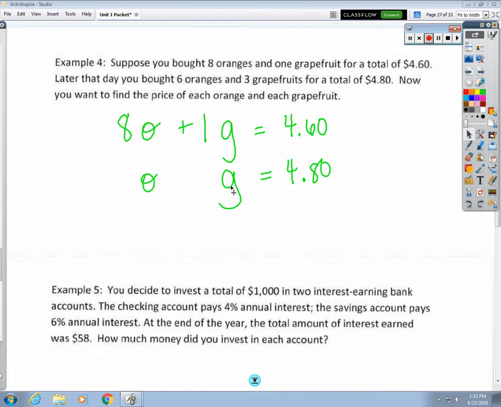Okay, so when the total was 480, how many oranges were bought? And how many grapefruits? 3. Now you have your 2 equations. You're ready to make it a matrix and solve it.